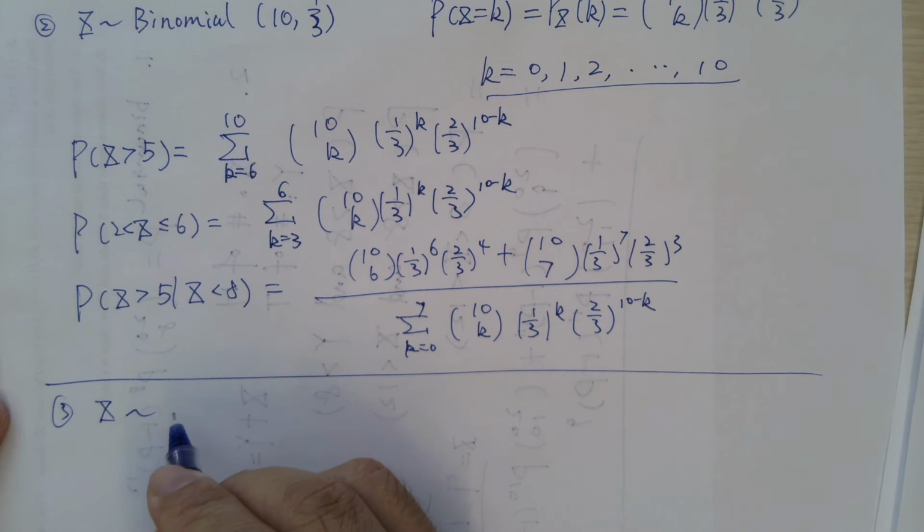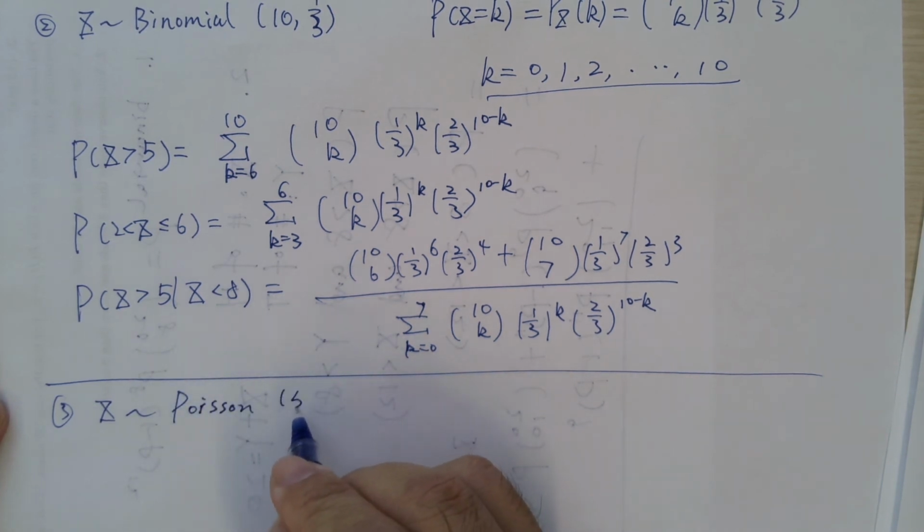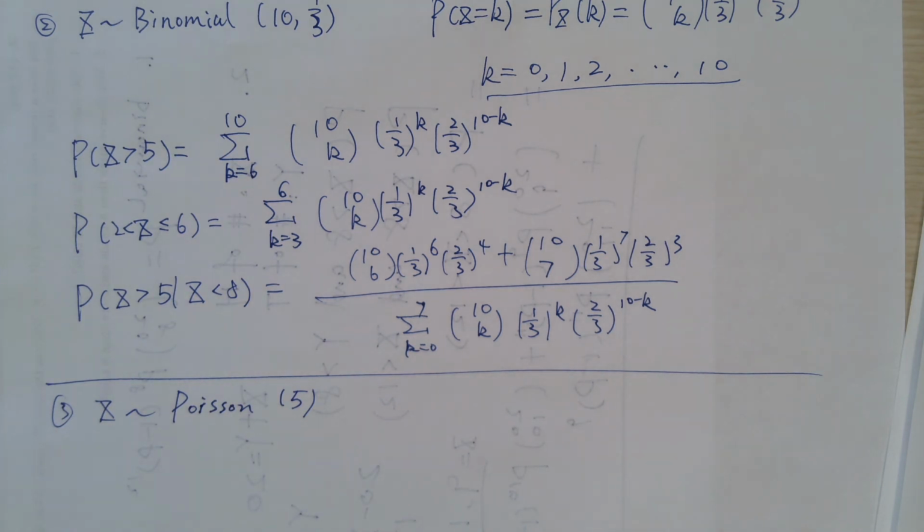Third one, when X follows a Poisson 5. Okay. So the Poisson distribution measures, for example, the number of events at a certain moment. For example, if you want to observe the number of people in an airport from 1 to 2 p.m.